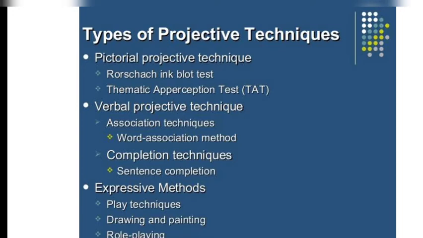Types of projective technique, continuing. It could be a pictorial projective test like the Rorschach inkblot test, or TAT, that is the Thematic Apperception Test. Next is the verbal projective technique, wherein you use words. It could be the word association method or the sentence completion method. And the last one is the expressive method, so it could be the play technique, drawing and painting, or role play.